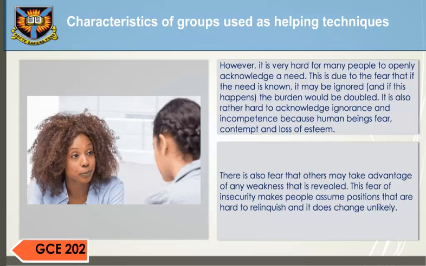It is also rather hard to acknowledge ignorance and incompetence because human beings fear contempt and loss of esteem. There is also fear that others may take advantage of any weakness that is revealed. This fear of insecurity makes people assume positions that are hard to relinquish, and change becomes unlikely.